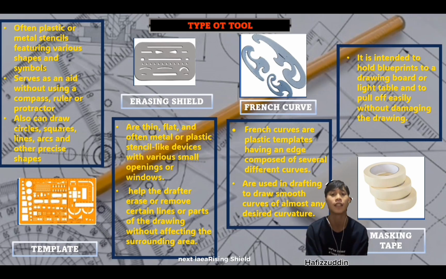Next is erasing shield. Erasing shields are thin, flat, and often metal or plastic stencil-like devices with various small openings or windows of different shapes and sizes. They help the drafter erase or remove certain lines or parts of the drawing without affecting the surrounding area. Next is French curve. French curves are plastic templates having an edge composed of several different curves. French curves are used in drafting to draw smooth curves of almost any desired curvature in mechanical drawing.